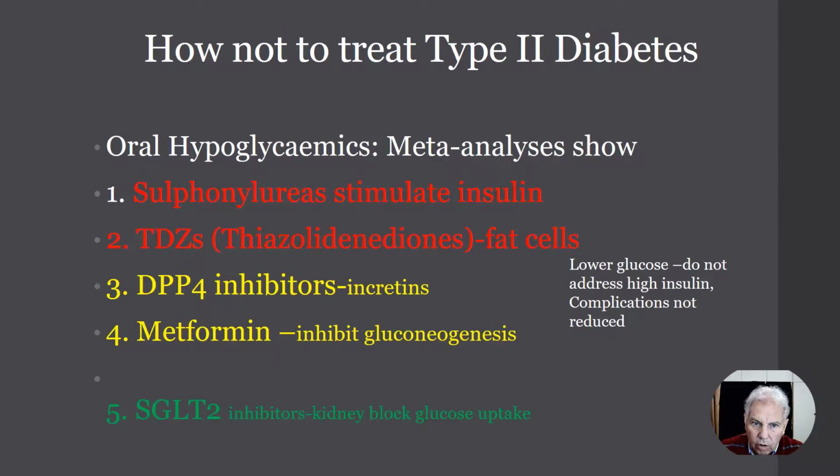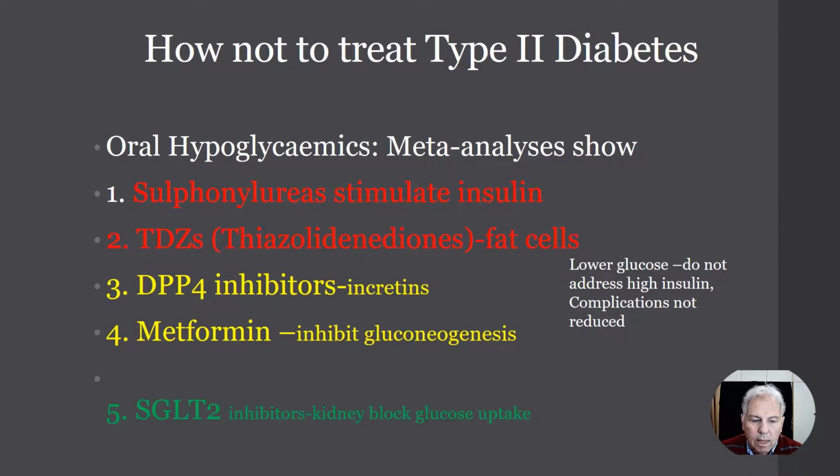So continuing how not to treat type 2 diabetes, let's have a look at the oral hypoglycemic medicines. Well, the sulfonylureas stimulate insulin. They have all the problems of injected insulin, weight gain, and they do absolutely nothing to lower your insulin. The TZDs, they increase the insulin sensitivity in your fat cells. So you get fat, it worsens metabolic syndrome. Not a good idea. The DPP-4 inhibitors block the breakdown of the incretins in the stomach. So again, you get a raised insulin.